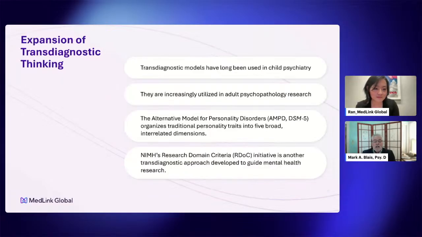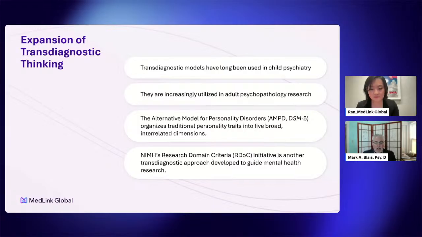And this form of thinking, this transdiagnostic dimensional thinking, has been around for a long time in child psychiatry, dating back to the late 1960s. And it's really become increasingly present in research on adult psychopathology. In fact, one type of transdiagnostic model, the alternative model for personality disorders, was introduced in the DSM-5. That model takes the traditional personality disorder maladaptive traits and reorganizes them into 5 broad interrelated dimensions.